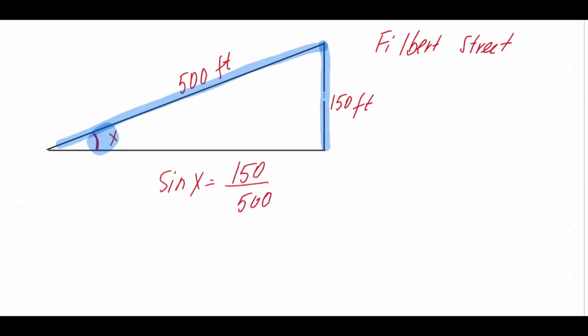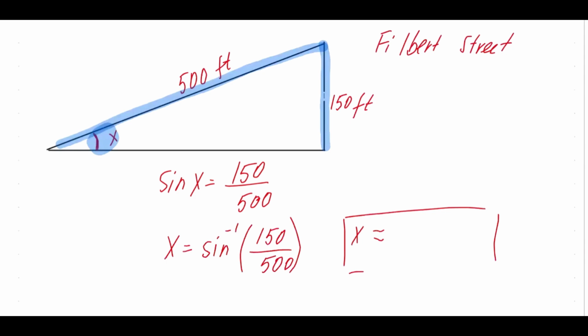So to find x, again, you can't just divide by sine. It doesn't make any sense. You have to use inverse operation. So you're going to put inverse sine or arc sine of 150 over 500. That will answer the following question: sine of what angle gives you this ratio? And your angle should be around 17.5 degrees.